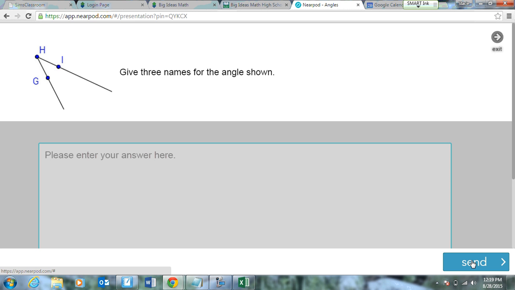15 seconds. You may have to slide it down so you can see. Okay. Doesn't let you see it? There you go. You may have to slide it down so you can see the 3 angles, or the angle.